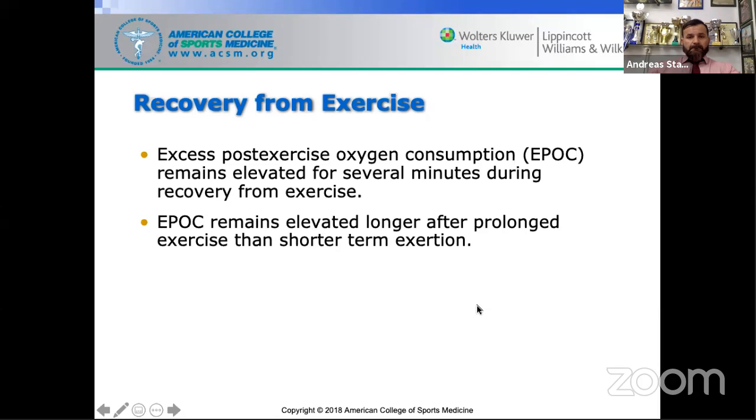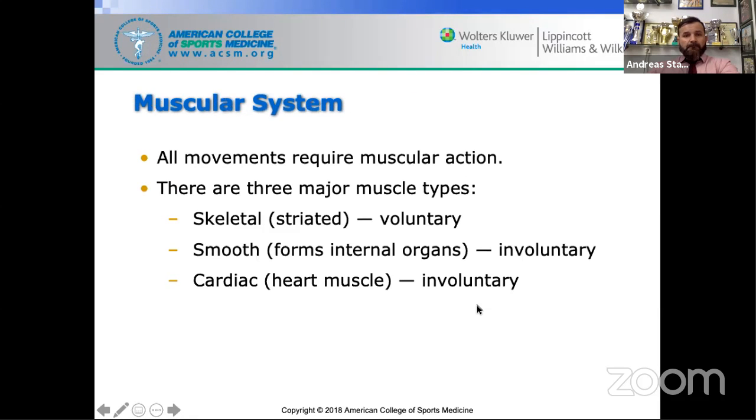All right, let me share the PowerPoint slideshow again. All right. Hope it makes sense. Hang in there, moving to the muscular system.